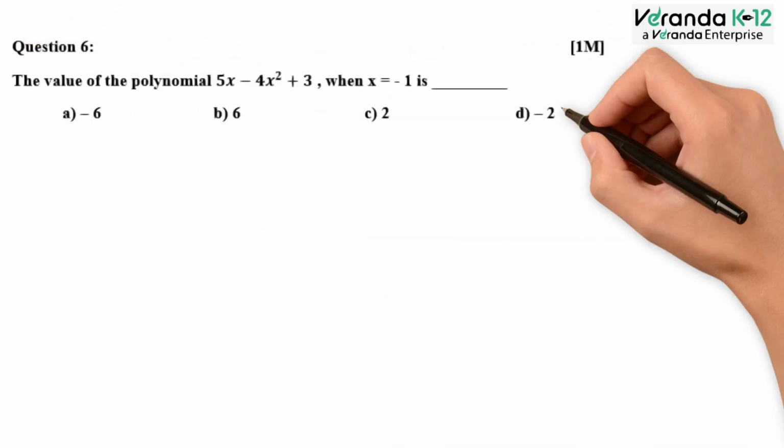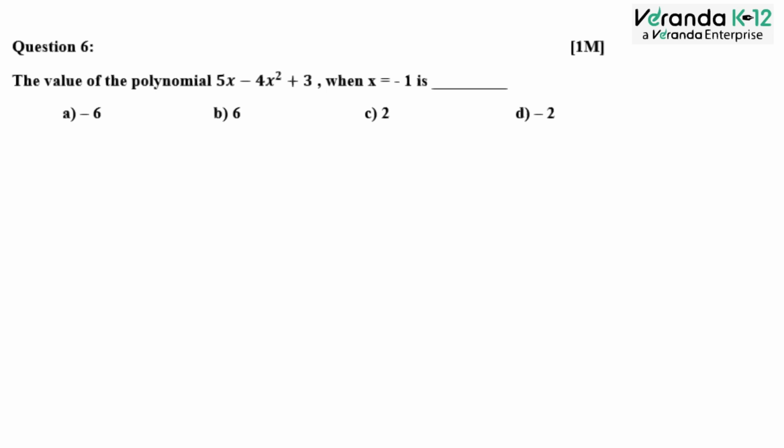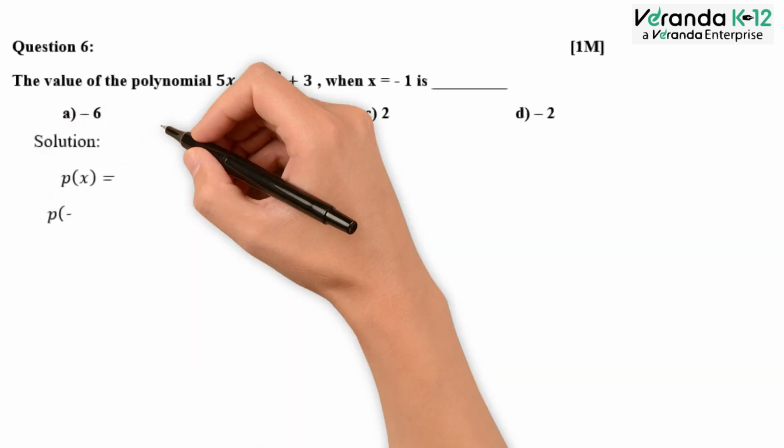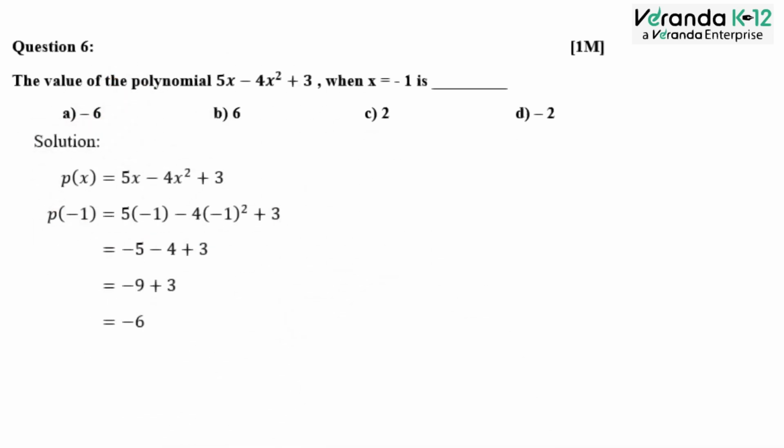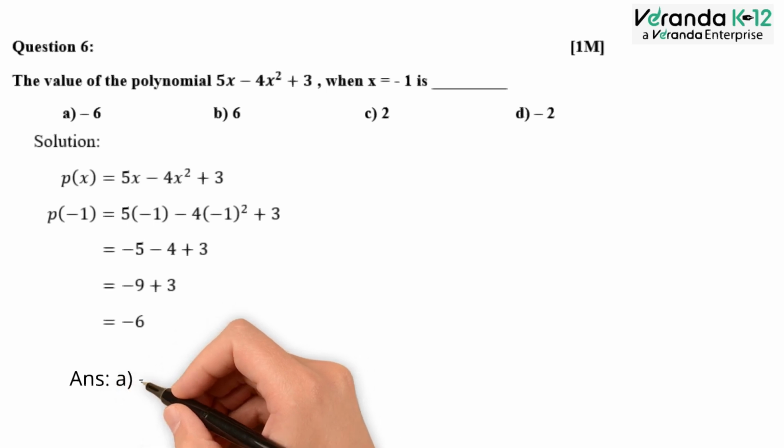Let's move on to the next one mark. Question number 6. The value of the polynomial 5x minus 4x squared plus 3 when x is equal to minus 1 is dash. Option A minus 6, option B 6, option C 2, option D minus 2. So let's denote the given polynomial as P of x. P of x is equal to 5x minus 4x squared plus 3. So in the place of x, substitute minus 1. So by simplification, we get minus 6. So the answer is option A minus 6.